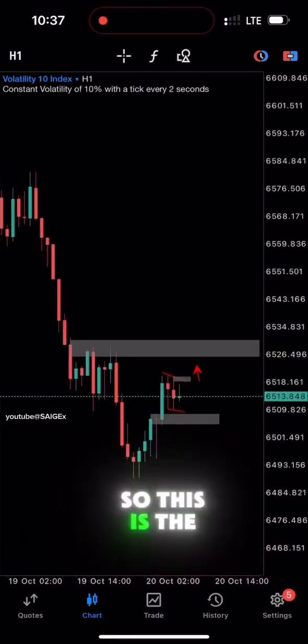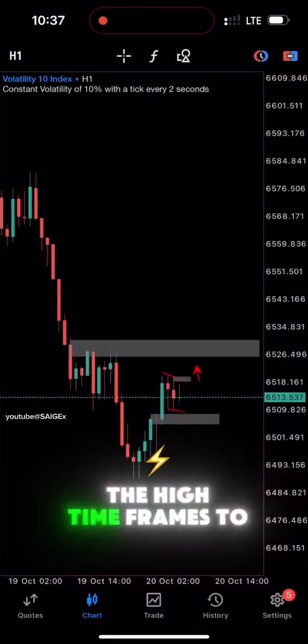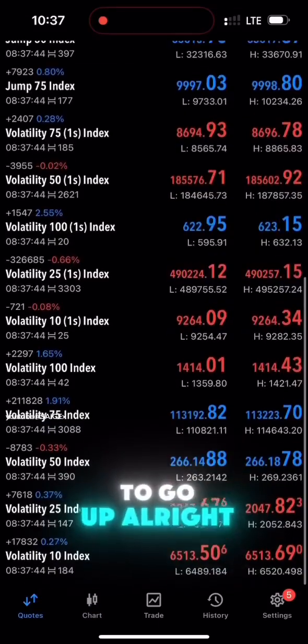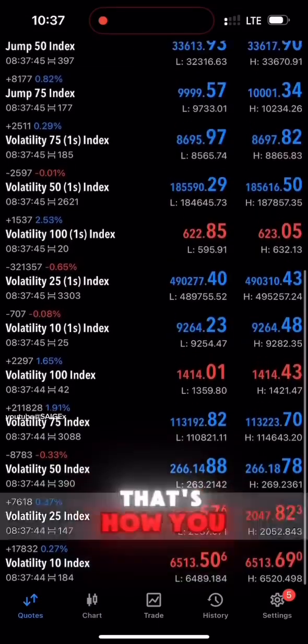So this is the whole point of going to the higher time frames to check. This is the whole point, that is it, to go up. So that's how you do it.